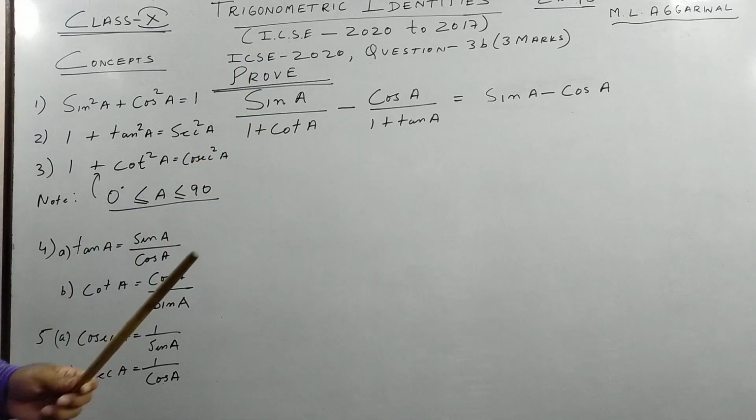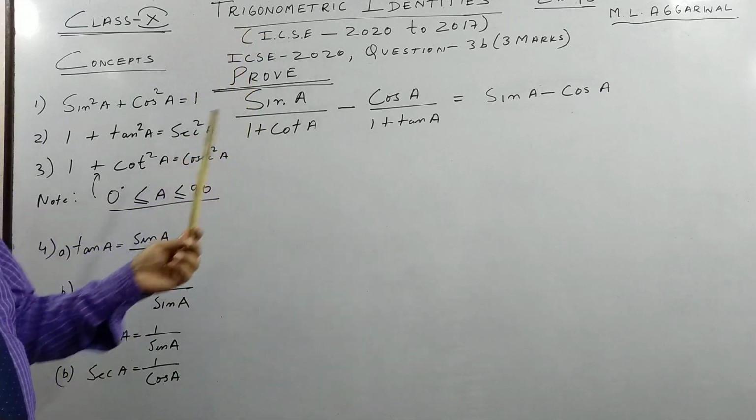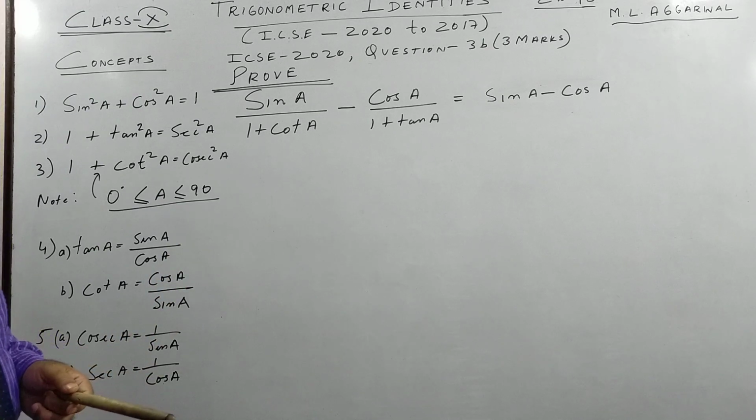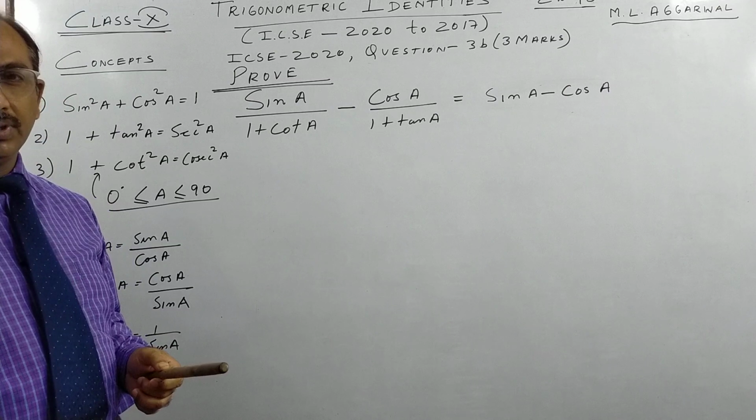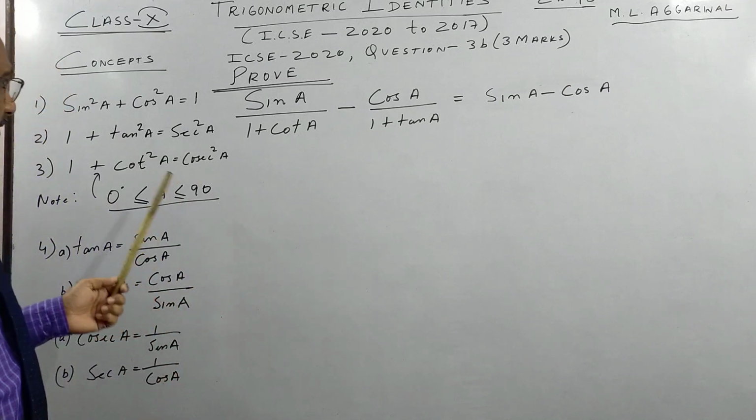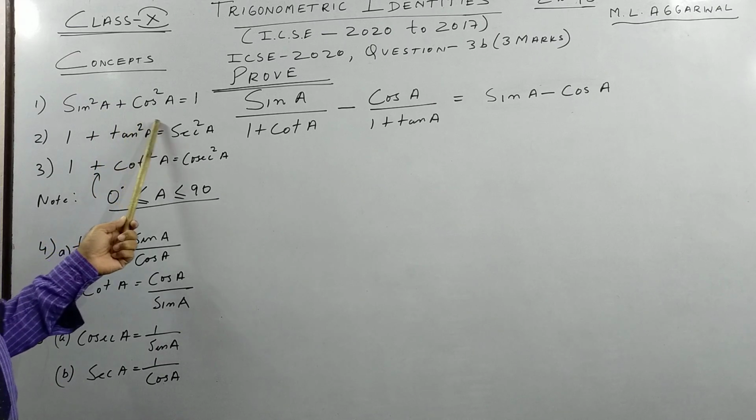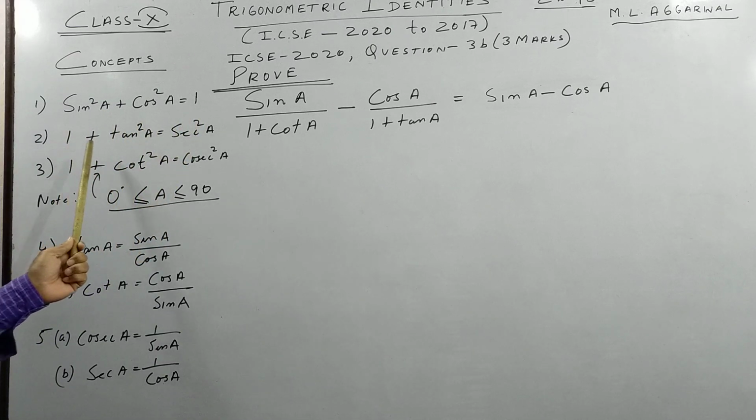But we start trigonometric identities. What are identities? Identities are true, like algebraic identities. They are true for any value. It is true for all the values. So the first thing is we have sine square A plus cos square A is 1. So you have to learn all this.